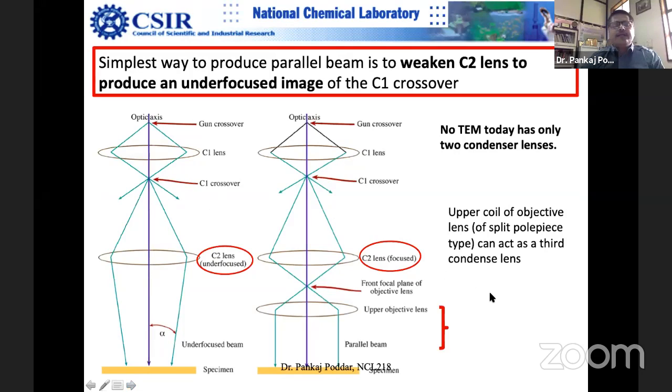We saw how to make a focused beam, convergent beam. Now in this slide, you will learn how to make a parallel beam. So same thing, we can start from the gun crossover, and this is our C1 lens. You can see that this is the object plane, this is the image plane. So here we form the image of the crossover, right?